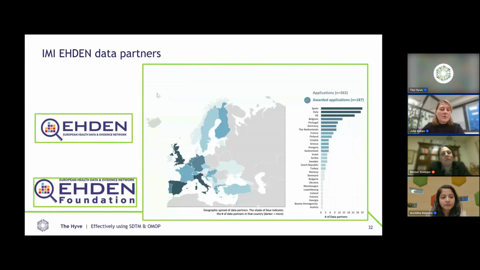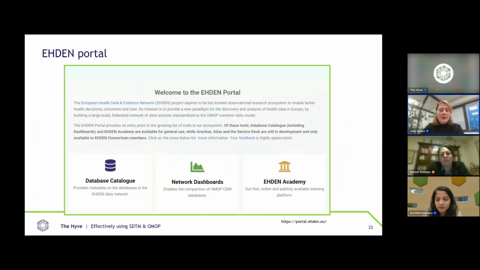This was part of the Eden project, but as I said, this project ended in October last year, and now the Eden Foundation is taking over. That's a not-for-profit organization that still allows for large-scale analysis using this network of real-world data sources in the OMOP CDM. If you want to know more about this or dig deeper into the sources, you can go to the Eden portal. I think the link is also on the slides that we will share later.